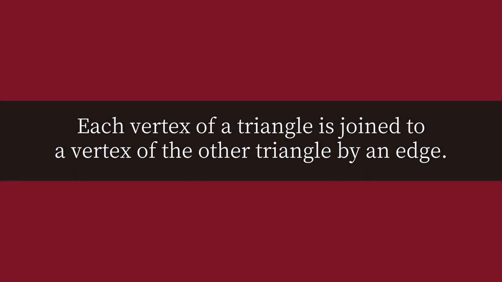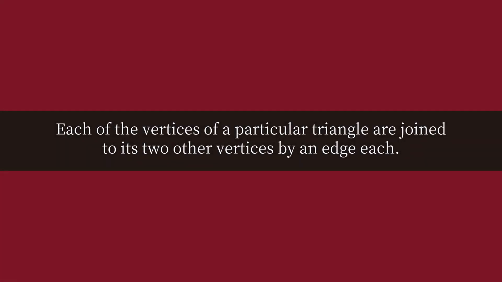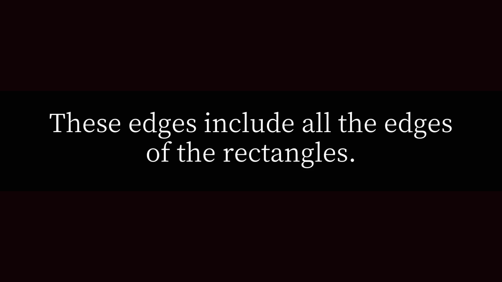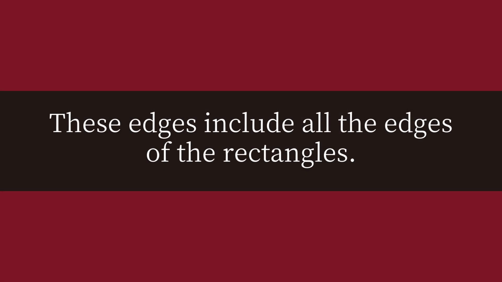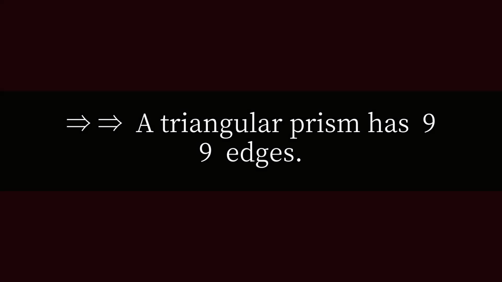Each vertex of the triangle is joined to a vertex of the other triangle by an edge. Each of the vertices of a particular triangle are joined to its two other vertices by an edge each. These edges include all the edges of the rectangles. A triangular prism has nine edges.